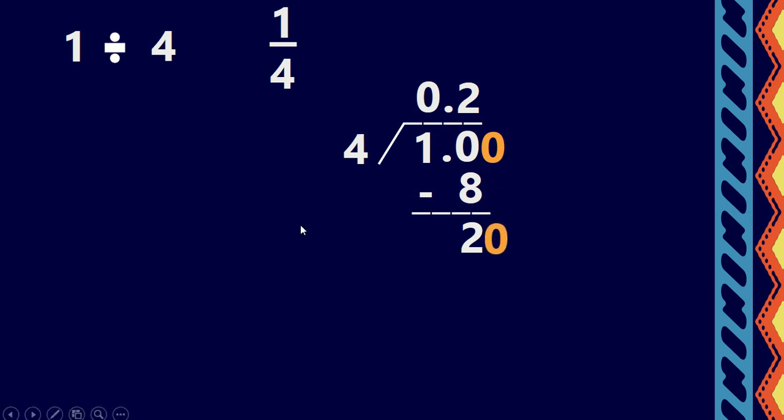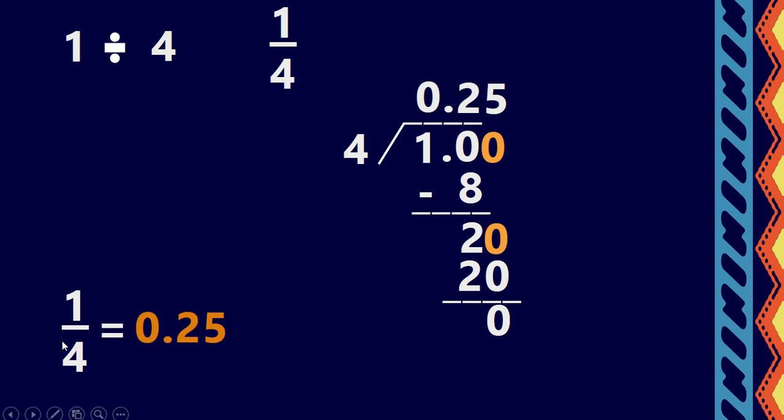20 divided by 4, we have 5. 5 times 4, we have 20. 20 minus 20, we have 0. Do we have to add another 0? I don't think so. Since the difference is 0, it means you are done with dividing. So the answer is 0.25. It means 1/4 is equal to 0.25.